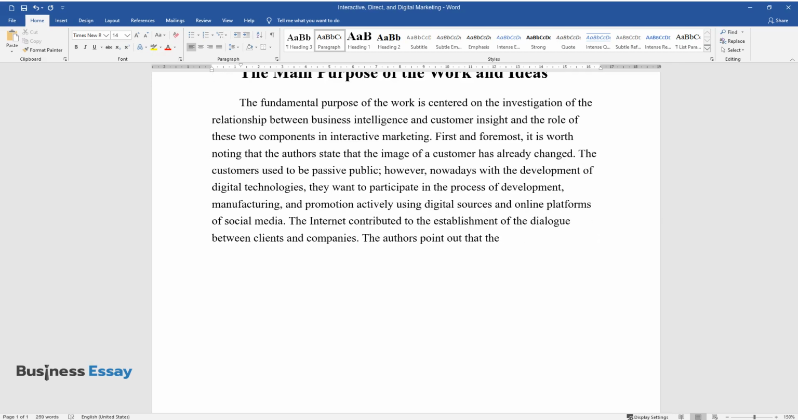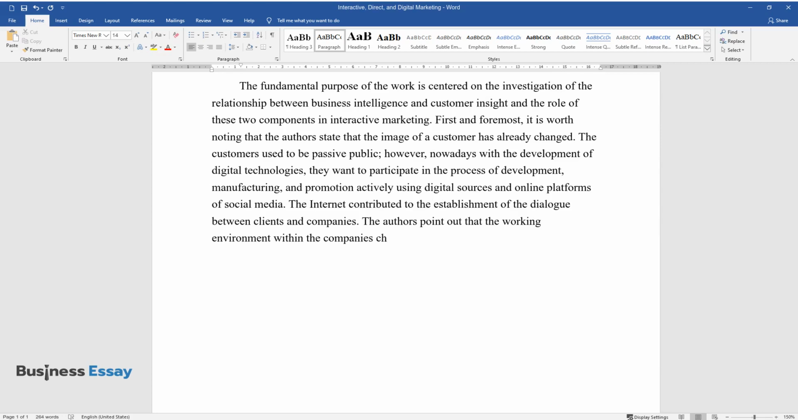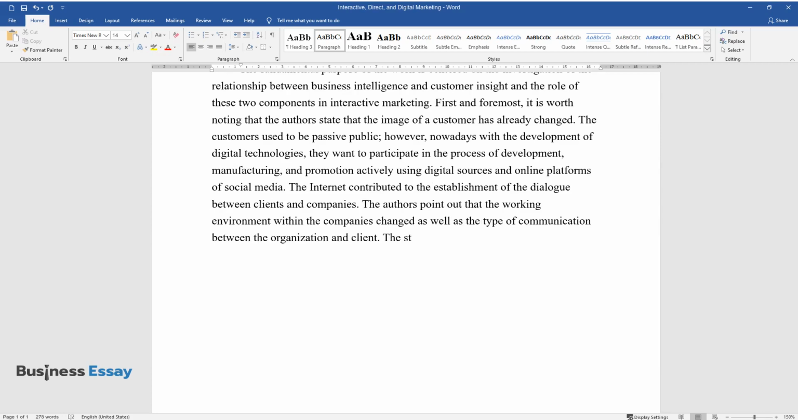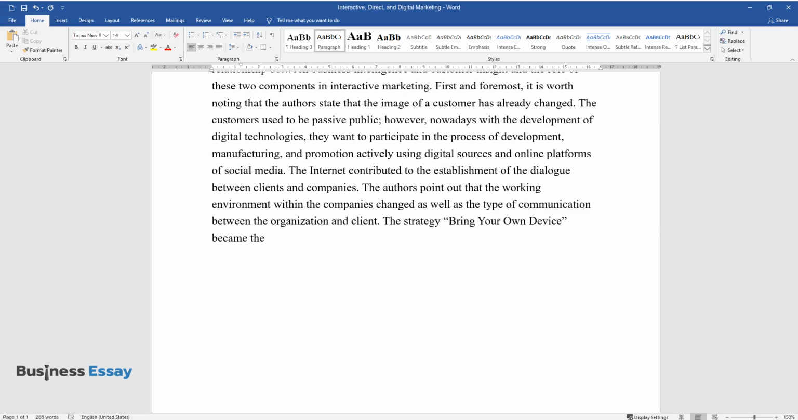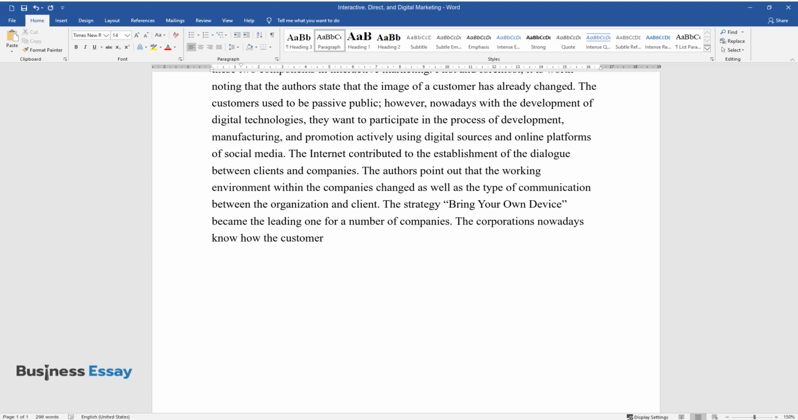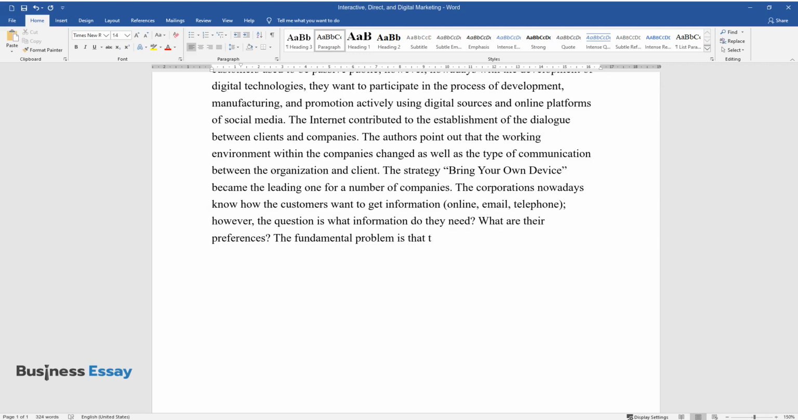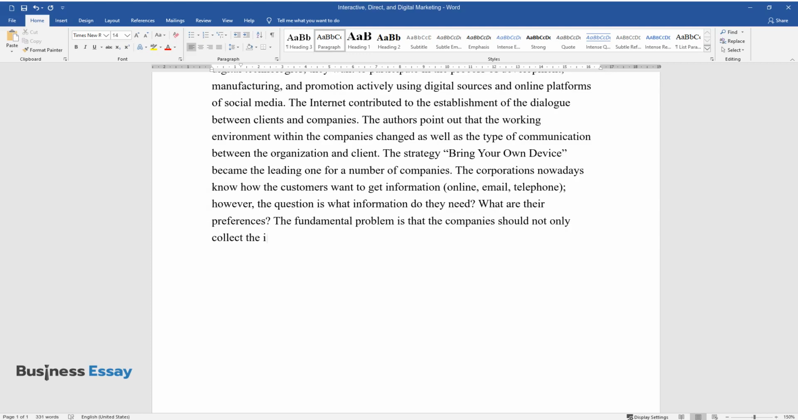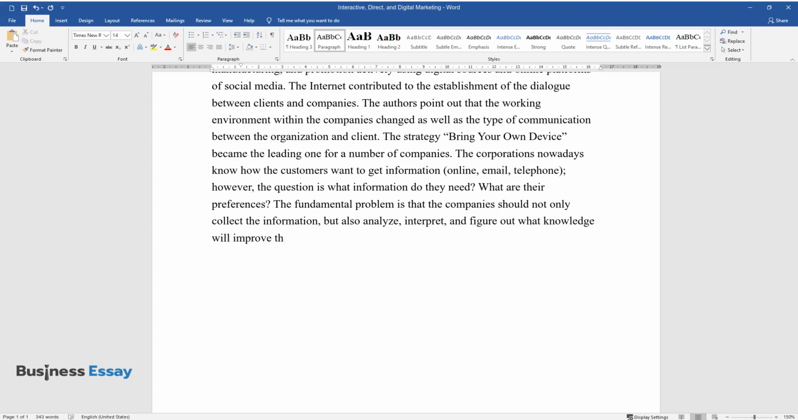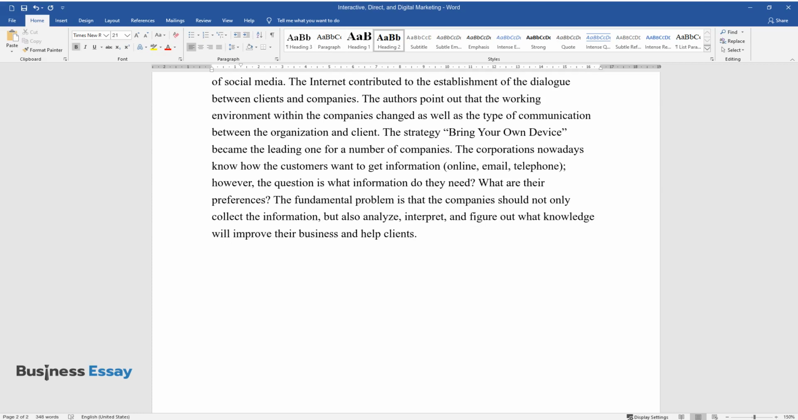The authors point out that the working environment within the companies changed as well as the type of communication between the organization and client. The strategy "bring your own device" became the leading one for a number of companies. The corporations nowadays know how the customers want to get information: online, email, telephone. However, the question is, what information do they need? What are their preferences? The fundamental problem is that the company should not only collect the information, but also analyze, interpret, and figure out what knowledge will improve their business and help clients.